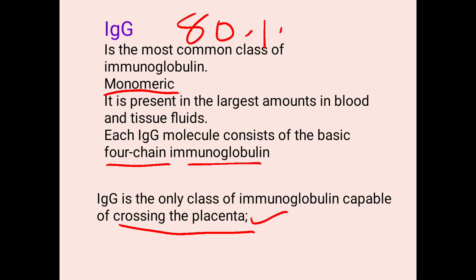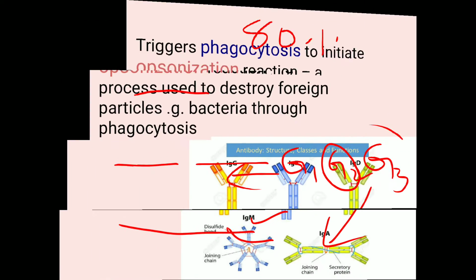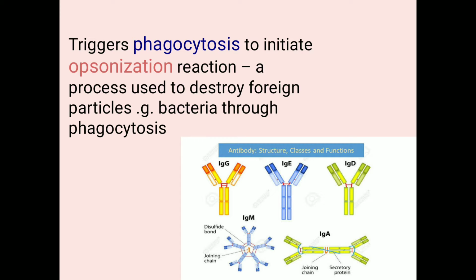IgG exists in IgG1, IgG2, and IgG3 forms. IgG3 has more capability to cross the placenta. IgG1 is somewhat lower than IgG3, but IgG2 does not cross through the placenta. It also triggers phagocytosis and opsonization. When an antigen attacks our body, first this antigen is opsonized by the antibodies and then it will undergo phagocytosis.